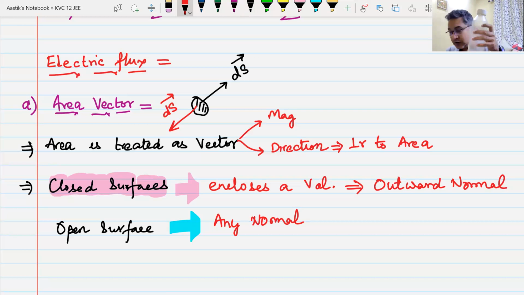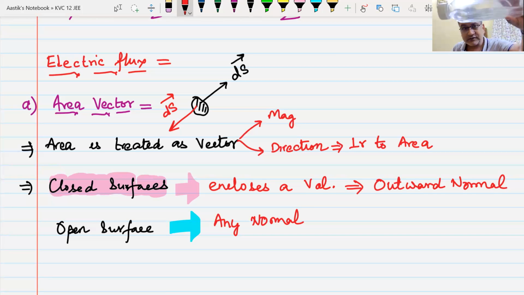When I say outward normal, what do I mean? If this is a closed surface, the area vector of this side will go like this. It cannot go inside the surface. It has to go outside. The area vector of this surface will go like this, and of this surface like this. The area vector of this surface will go here, and of this one will come over here. It is always the outward normal.